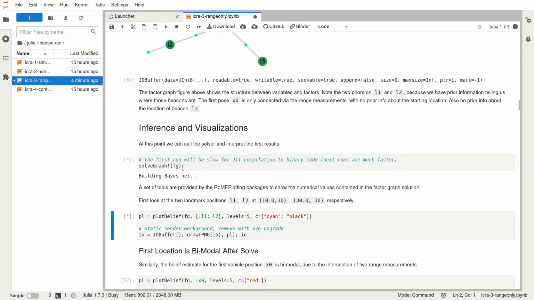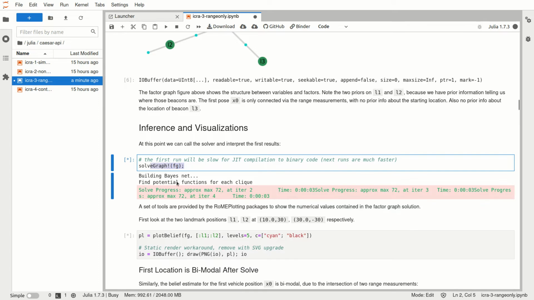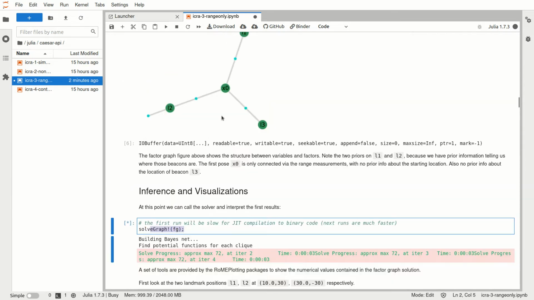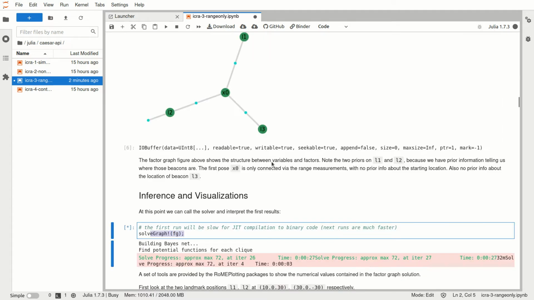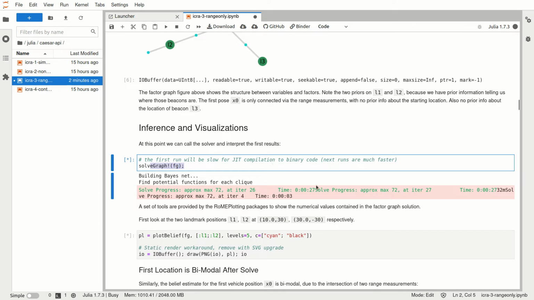Firstly, what do we expect to find? We'll talk through that in a little bit more detail, and then we're going to visualize over here. In this graphical model, we've got 2 known ranges, so they'll intersect in 2 places. And whatever estimate we have for x0, we've got a single range measurement to L3, so we're expecting to see maybe a ring around whatever estimates of x0 we find. So let's see if we see that. Just give it a second to complete.